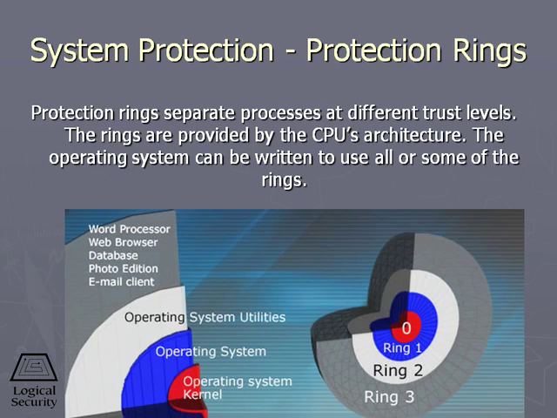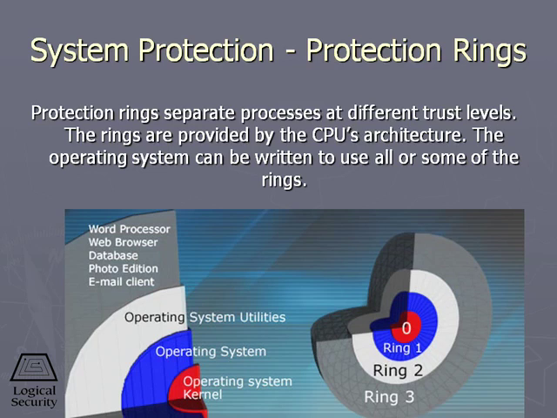So the kernel lives at Ring 1. The executive services live at, sorry, I said that incorrectly. The kernel lives at Ring 0. The executive services of the operating system live at Ring 1. Operating system utilities and device drivers live at Ring 2. And then all user processes live at Ring 3.